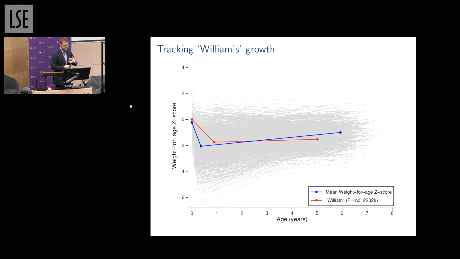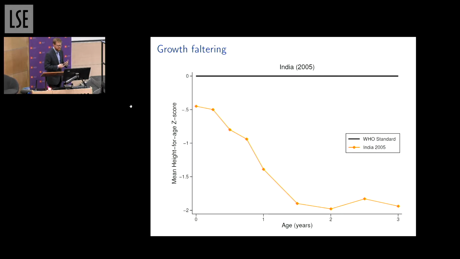And this pattern is actually extremely common. We see this in most unhealthy populations. So this is growth faltering in India in 2005, and you can see the same kind of pattern. Again, now I'm switching to height, but we can, with some caveats, do that. You can see that in India, children start out fairly close to the mean, not as close as in London, but they fall behind in the first 2 years of their life. And that's this common pattern of growth faltering.